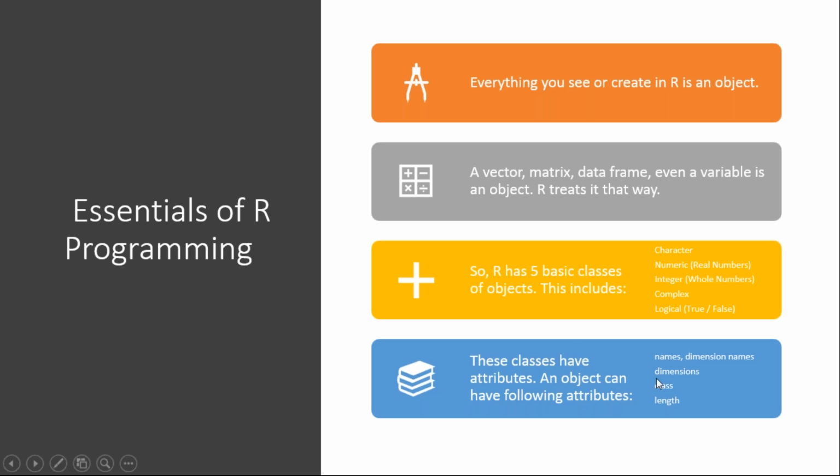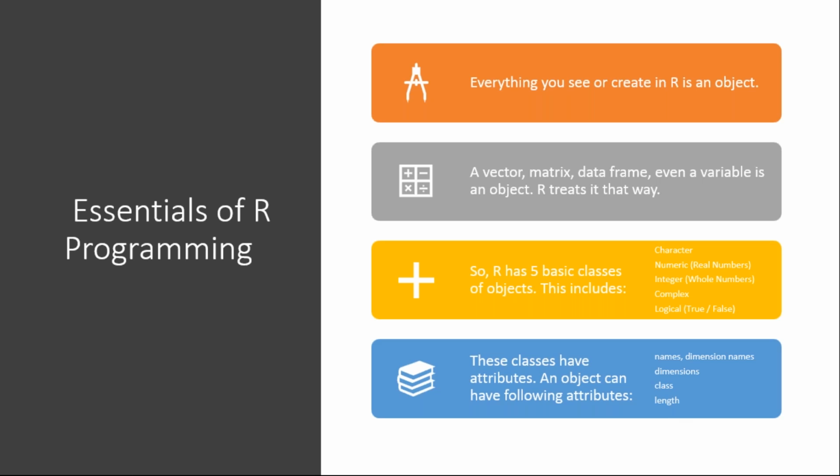These objects, it means these classes have attributes. You can consider objects like, as we have said in MySQL, an entity. In a similar manner, an object is an entity. So if it is an entity, it will have attributes also. Now what kind of attributes do they have? They have names, they have dimensions, they have a class to which it belongs, and they have a length.